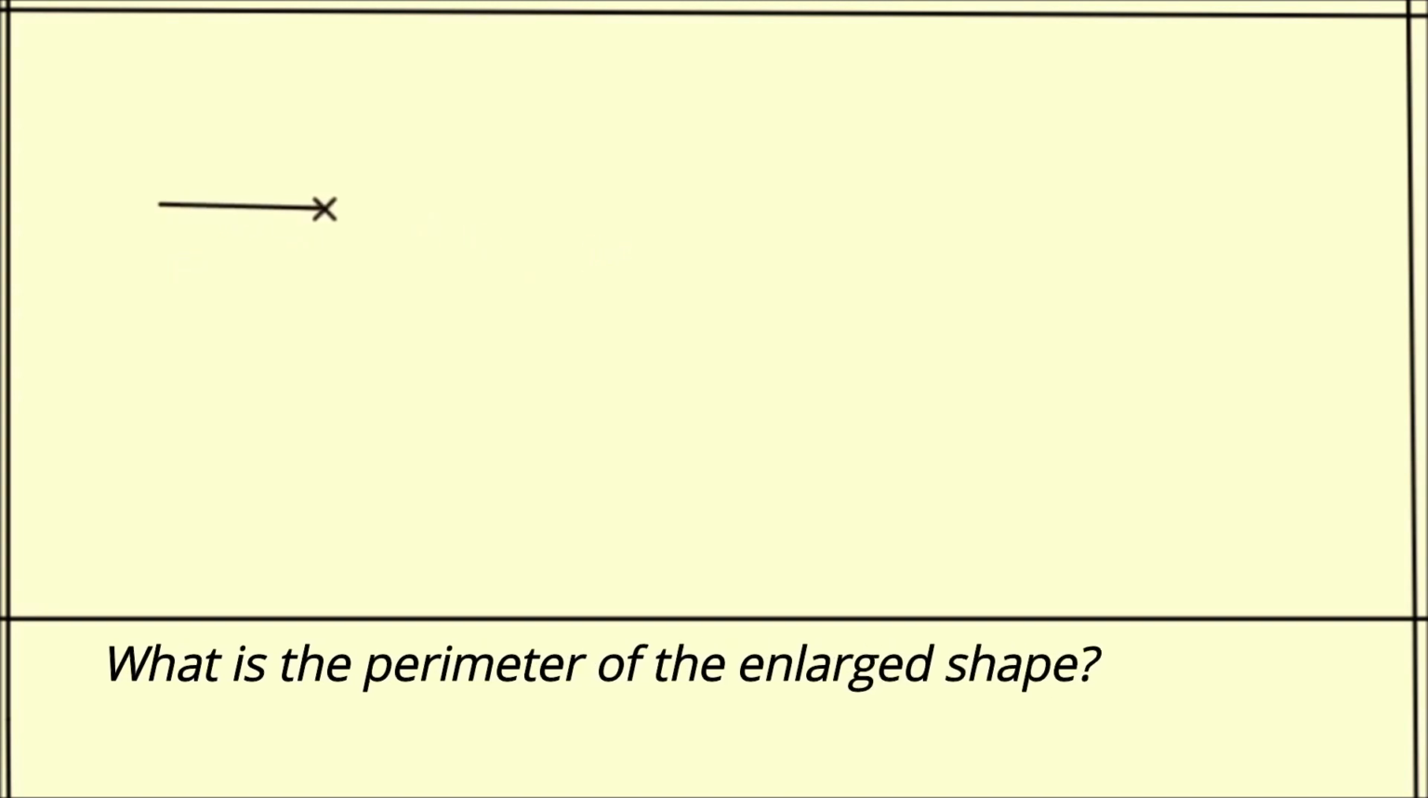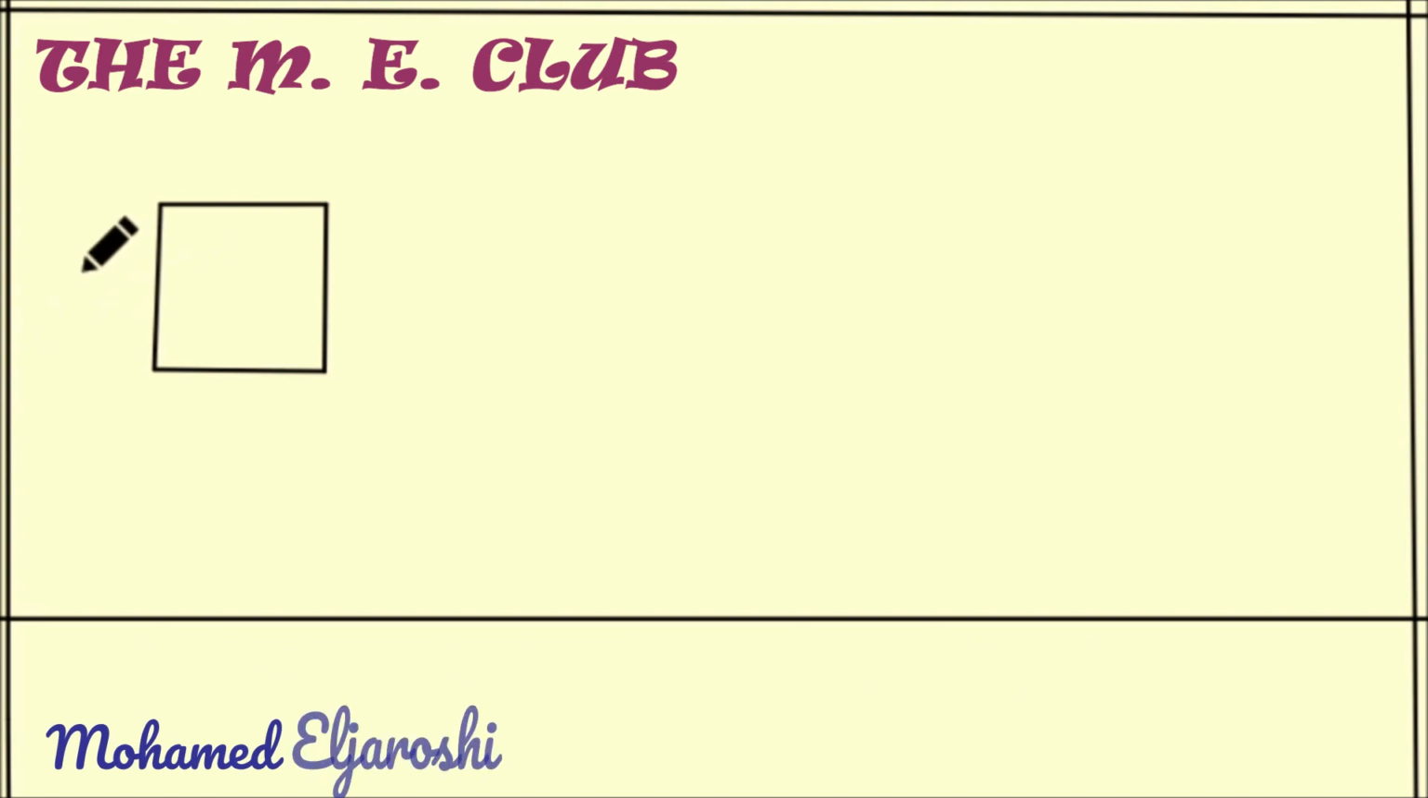For example, if we have a shape like this, which is a square, let's say, and this square has four sides which are equal, or four equal sides. Let's say these sides are 3 centimeters each. Let's say this is 3, okay? So this is 3 centimeters and this is 3 centimeters, and all of them are 3 centimeters.